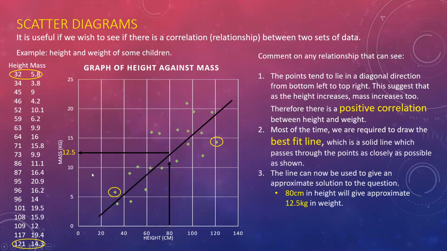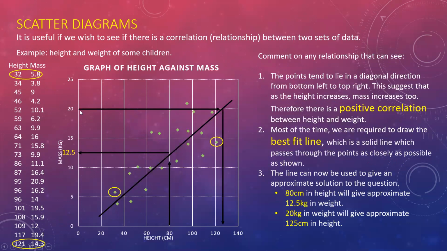Another method: let's say I have a child who is 20 kg, then I need to know the height of that child. I can also use this graph to get the figure, which is approximately 125 cm in height. All right, this is the usage of this best fit line.